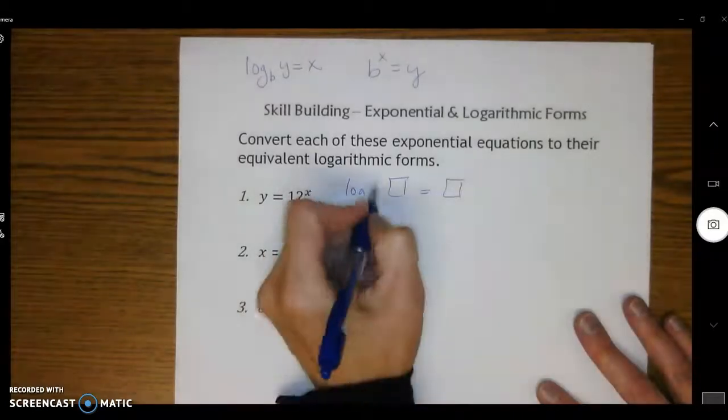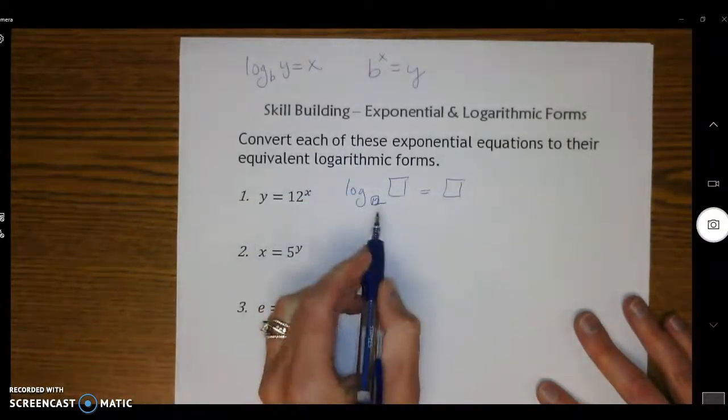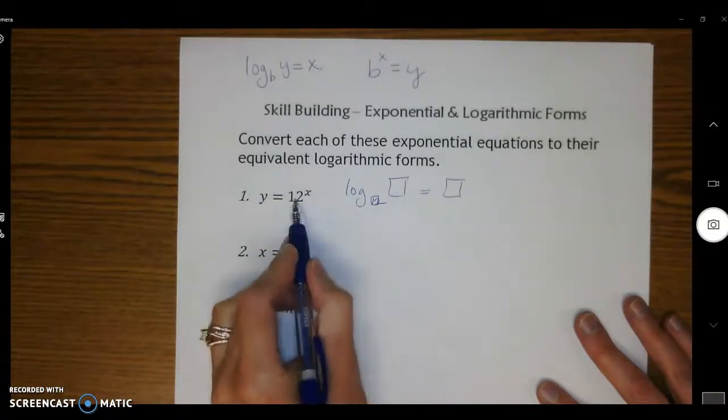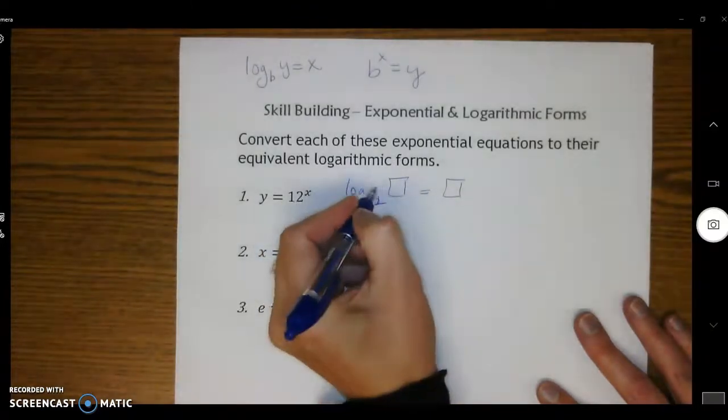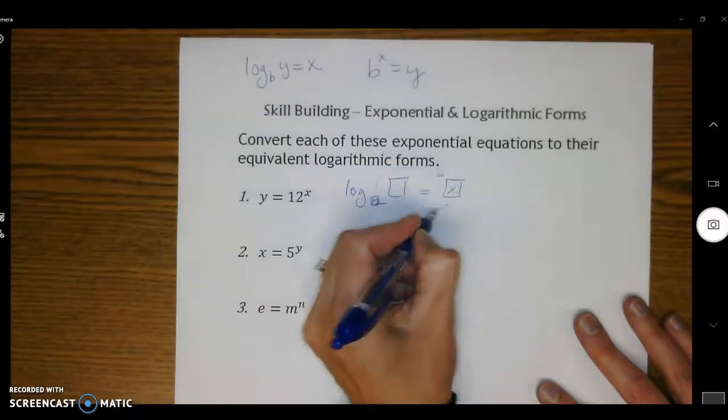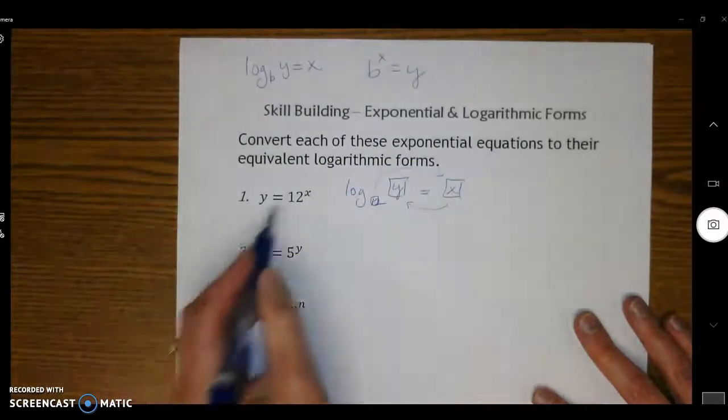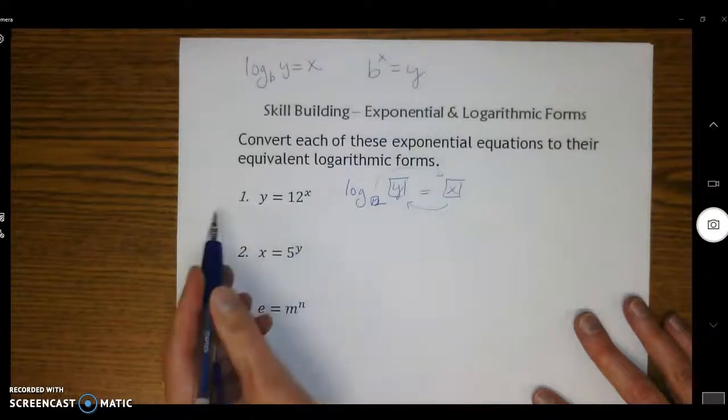So the base is right here, that's going to be 12. Base is down here in log, right here in exponential. 12 to the x. So when I do this, it'll be 12 to the x over here, come back, y. So 12 to the x equals y. That works.